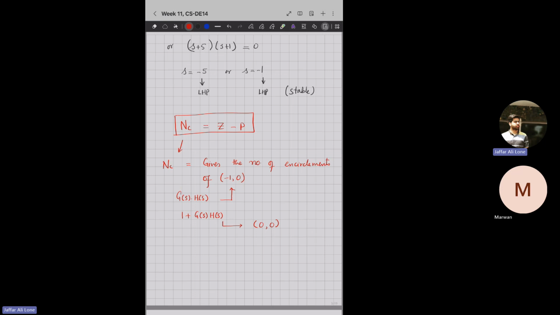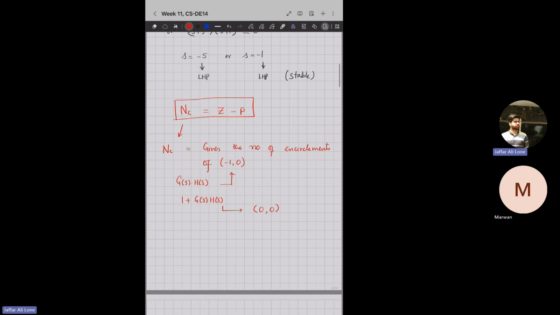So if you are mapping your Nyquist contour to a contour of G(s)H(s), then you need to find the encirclements around the point minus 1 comma 0. Or if you are mapping the Nyquist contour to a plane of 1 plus G(s)H(s), then just find the encirclements about the origin, and that encirclement will give you an idea about stability.